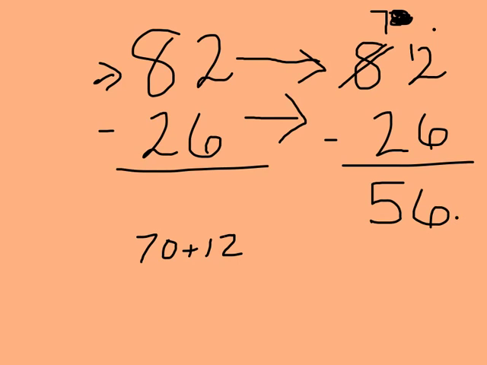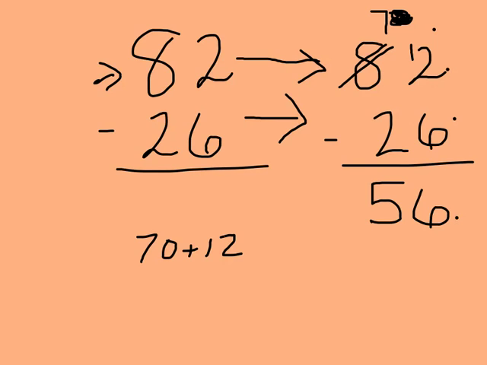70-12 is the same as 82. So if we change the way 82 looks here, we have 8 10s and 2 1s. And we're going to change that because we can't take this 6 away from that 2. So we're going to make it 70-12 instead.